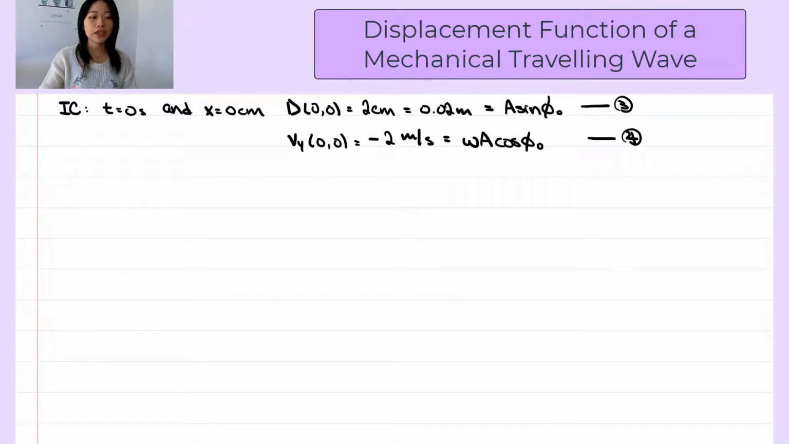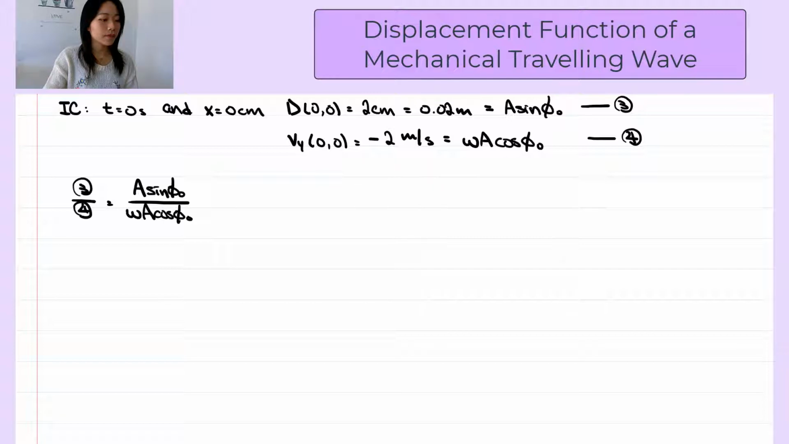Here we have a system of equations. We have 2 unknowns and 2 equations, so we should be able to find amplitude and the phase constant. Let's do equation 3 divided by equation 4. The right-hand side of equation 3 is amplitude times sine of phi naught, and equation 4 is angular frequency times amplitude times cosine of phi naught. And this equals 0.02 divided by -2, the initial conditions.